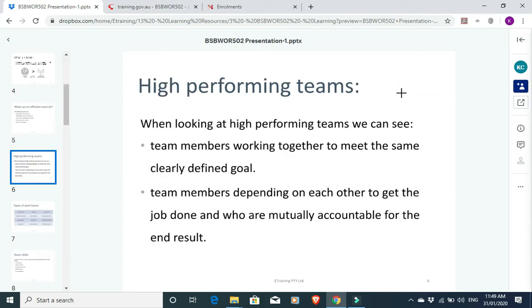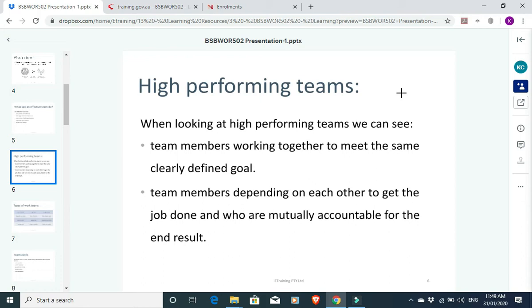What are some of the things that high-performing teams do? Well, in high-performing teams, the team members work together to meet the same clearly defined goal. For instance, if it's a soccer team, the goal is to take the ball from one end and put it into the net of the opposition. That is the goal. That is the purpose. So every team member is working towards the success of that goal.